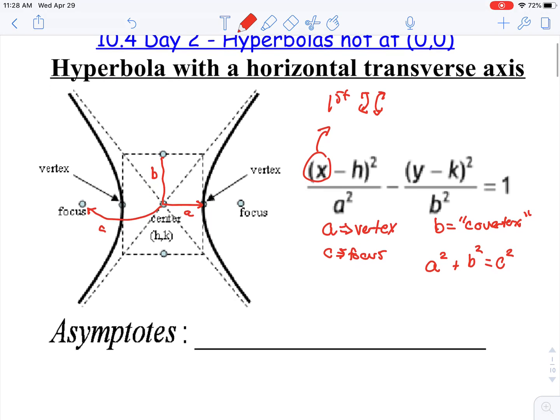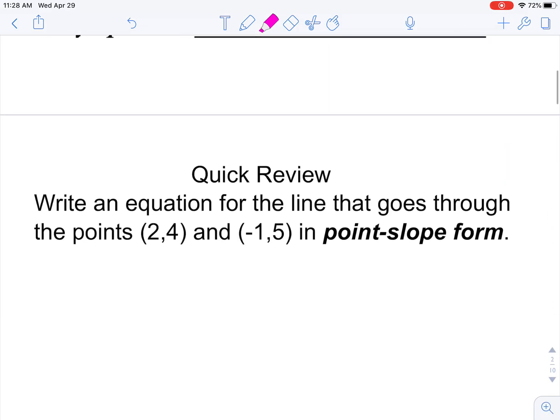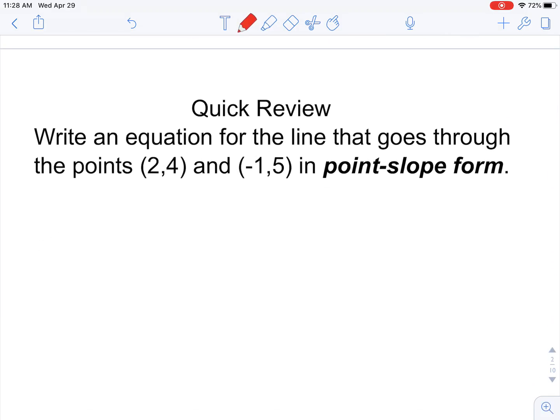Now, it's the asymptotes, though, that we are going to be talking about. We have to come up with the equations of these asymptotes, and because we've moved the center, it's not going to be exactly the same as the equations that we came up with when the center was at 0, 0. So before we write the equations of those, I wanted to do a very quick algebra review of point slope form and how we would write the equation of a line in point slope form.